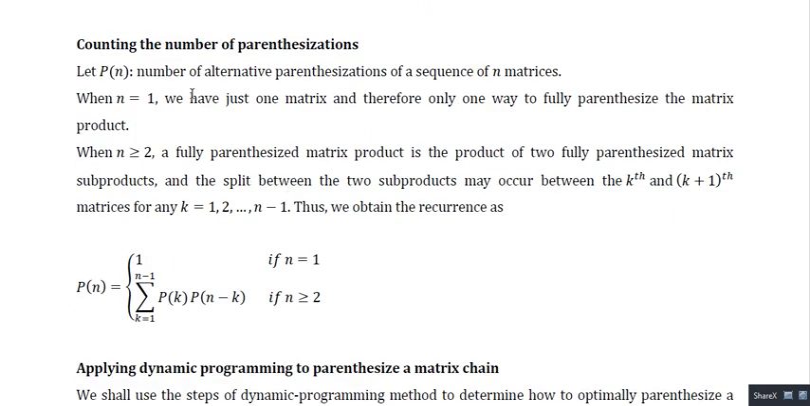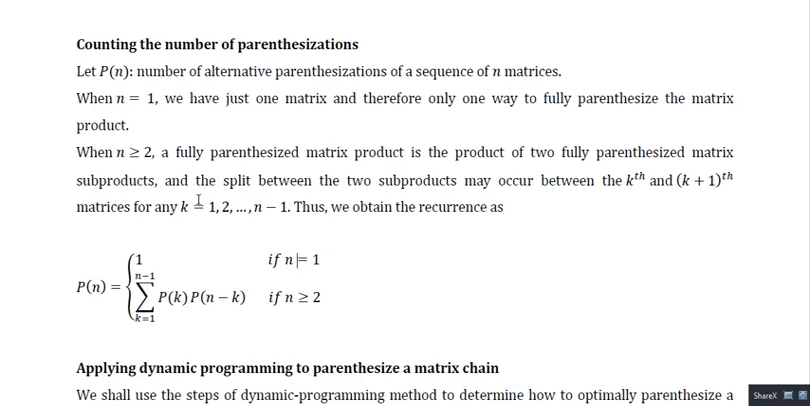So now let us define this parameter Pn. Let's say Pn defines the parenthesization of a sequence of how many matrices? N matrices. So Pn means parenthesization of N matrices. Now think: if there is only one matrix, there is no need of any parenthesization. So we can say Pn is equal to 1 if n is equal to 1.